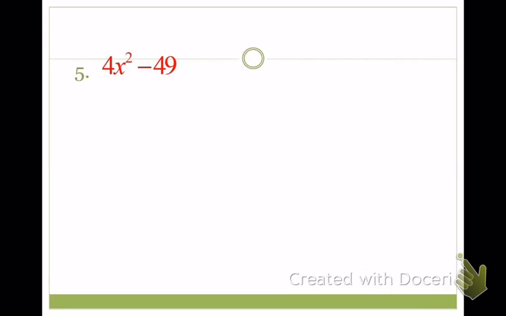Okay, try this guy. Stop the video, start it back up, and see how you do. Did you get 2x plus 7, 2x minus 7? Okay, hope so. You can see there the square root of 4x squared is 2x, the square root of 49 is 7. This is a difference, so we're ready to do the shortcut. Okay, one more for you. Try that. Stop the video and see how you do.